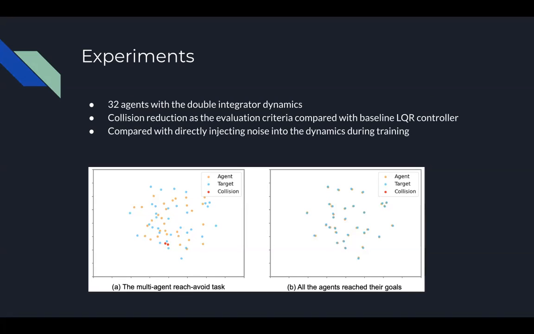We ran some experiments to verify our CBF and safe controller synthesis by controlling 32 agents with the double integrator dynamics. The left plot shows the process when the agents are executing their reach-avoid task, and the right plot is visualizing after all the agents have reached their goals. We're using the collision reduction coefficients as the evaluation criteria compared with the baseline LQR controller without safety considerations. We also compare our worst-case margin approach with the one that directly injects Gaussian white noise into the dynamics during the training process.